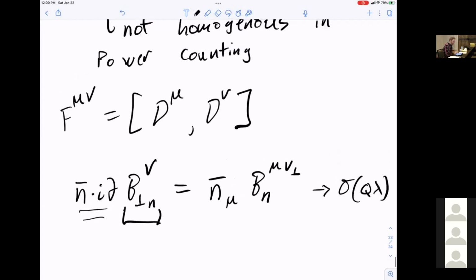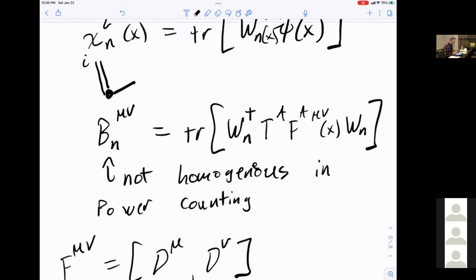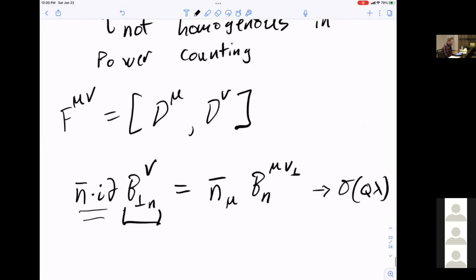You could also see that inside these Wilson lines, when I do the n bar dotted into this D, those Wilson lines are actually going to make that D covariant into just a partial derivative. Right, and I'm just pulling that partial derivative out when I define this B perp operator, making it a regular derivative.